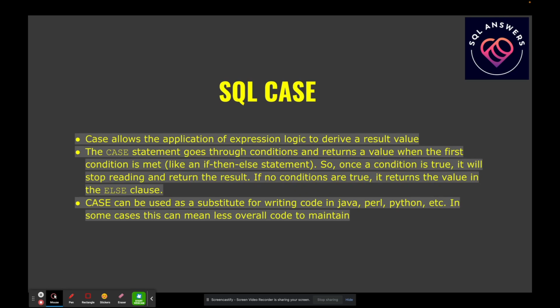SQL case allows you to express application logic and derive a resulting value from an expression. This case statement iteratively goes through all the conditions in sequence and returns a value. Basically, the first one that's met is what it's going to return. It's kind of like an if-then-else statement if you're familiar with programming. Once a condition is true, it will stop reading and return the result. If no conditions are true, it's just going to return the value in the else clause, if you have an else clause. Otherwise, it'll be null.